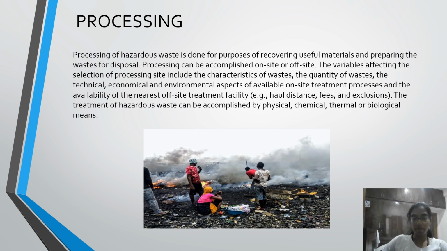Coming to the processing of hazardous waste, it is done for purposes of recovering useful materials and preparing the waste for disposal. Processing can be accomplished on-site or off-site. The variables affecting the selection of the processing site include the characteristics of the waste, the quantity of waste, the technical, economical, and environmental aspects of available on-site treatment processes, and the availability of the nearest off-site treatment facilities, for example, haul distance, fees, exclusions. The treatment of hazardous waste can be accomplished by physical, chemical, thermal, or biological means.